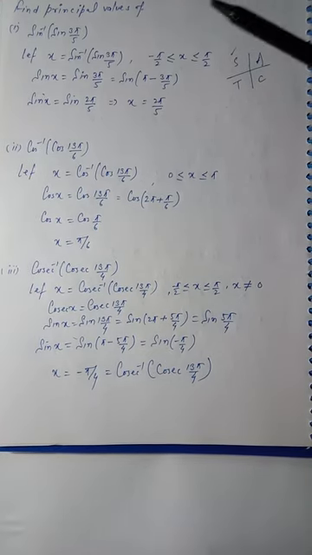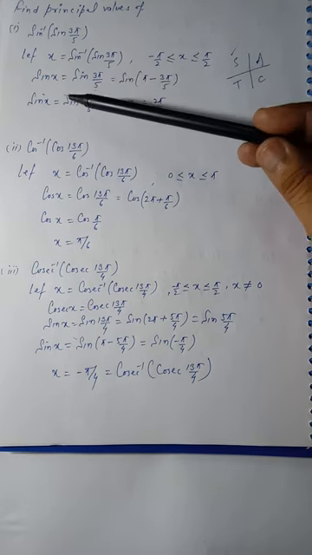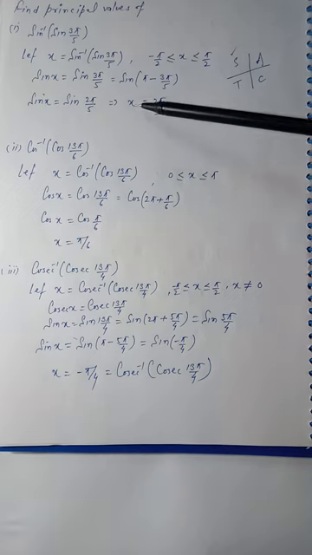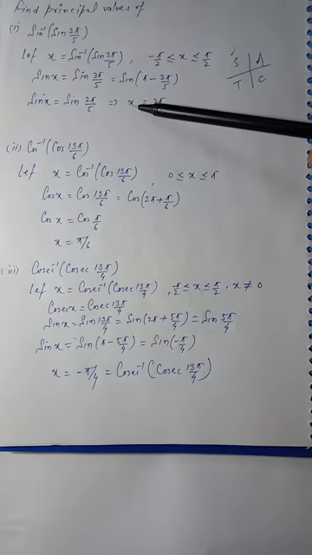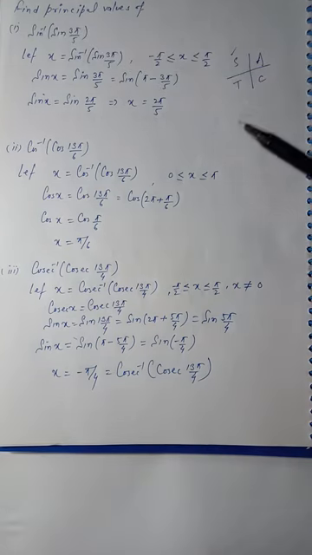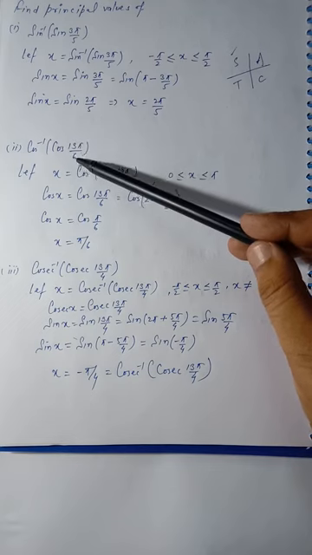That's why I have changed this 3 pi by 5 to 2 pi by 5. Now you can compare that x is equal to 2 pi by 5, so it means this 2 pi by 5 is actually the value of sine inverse sine 3 pi by 5. Similarly, what is the principal value of cos inverse cos 13 pi by 6?